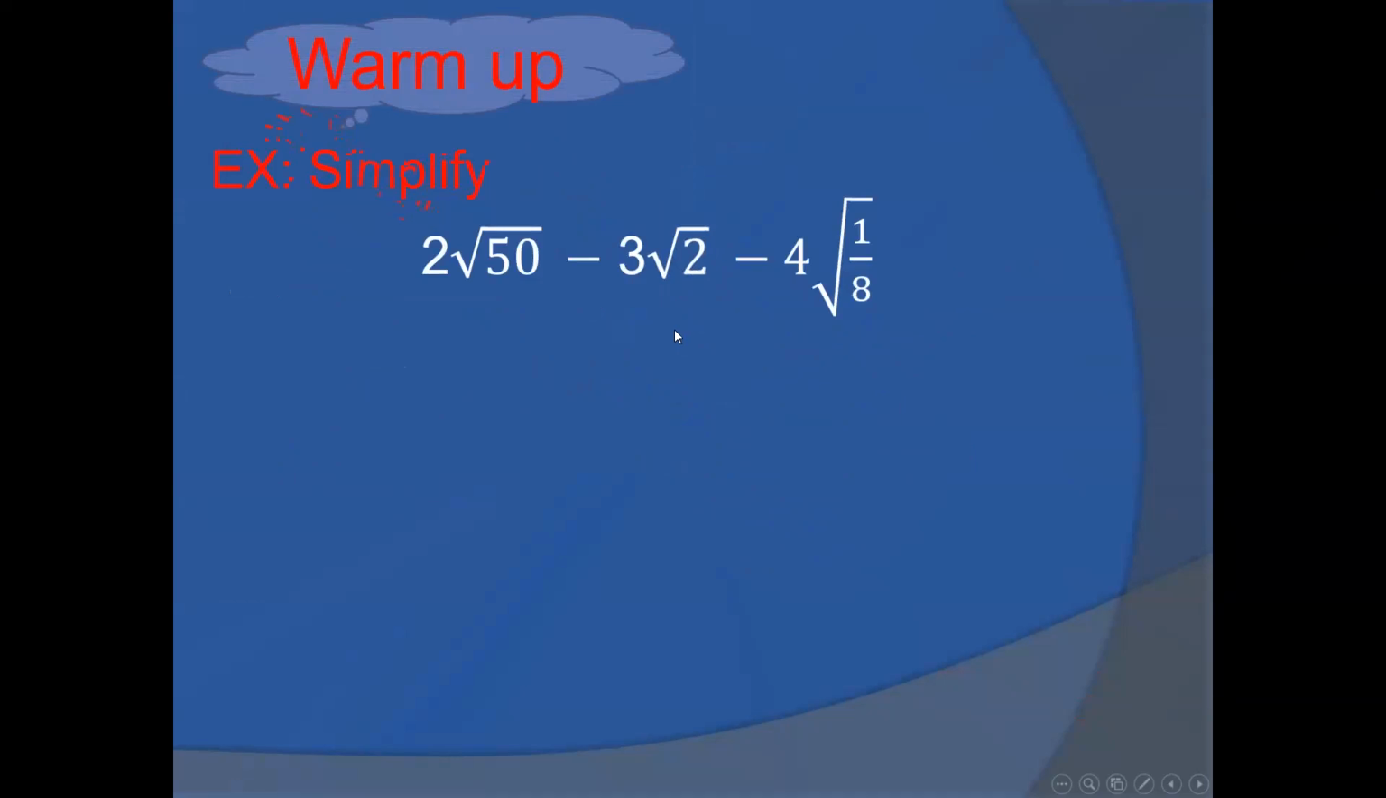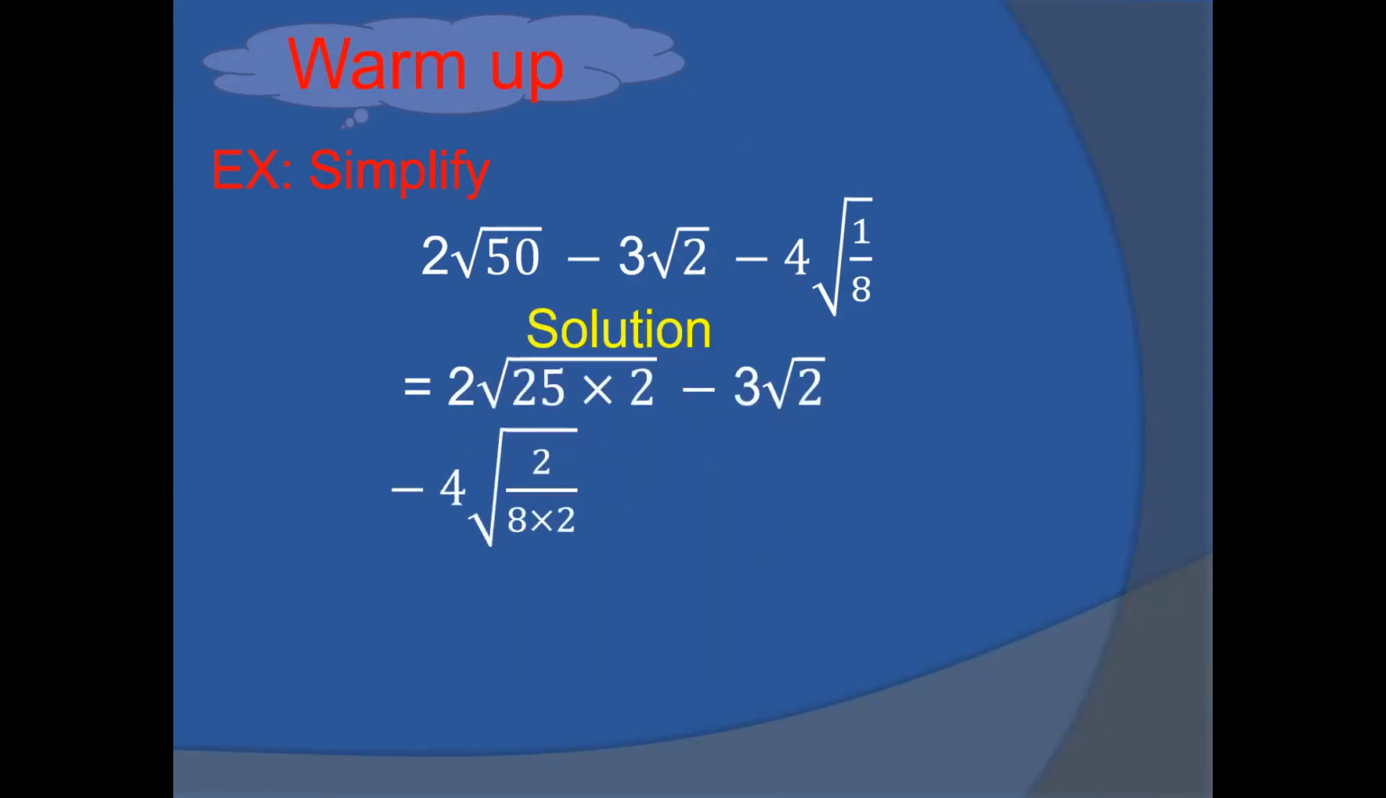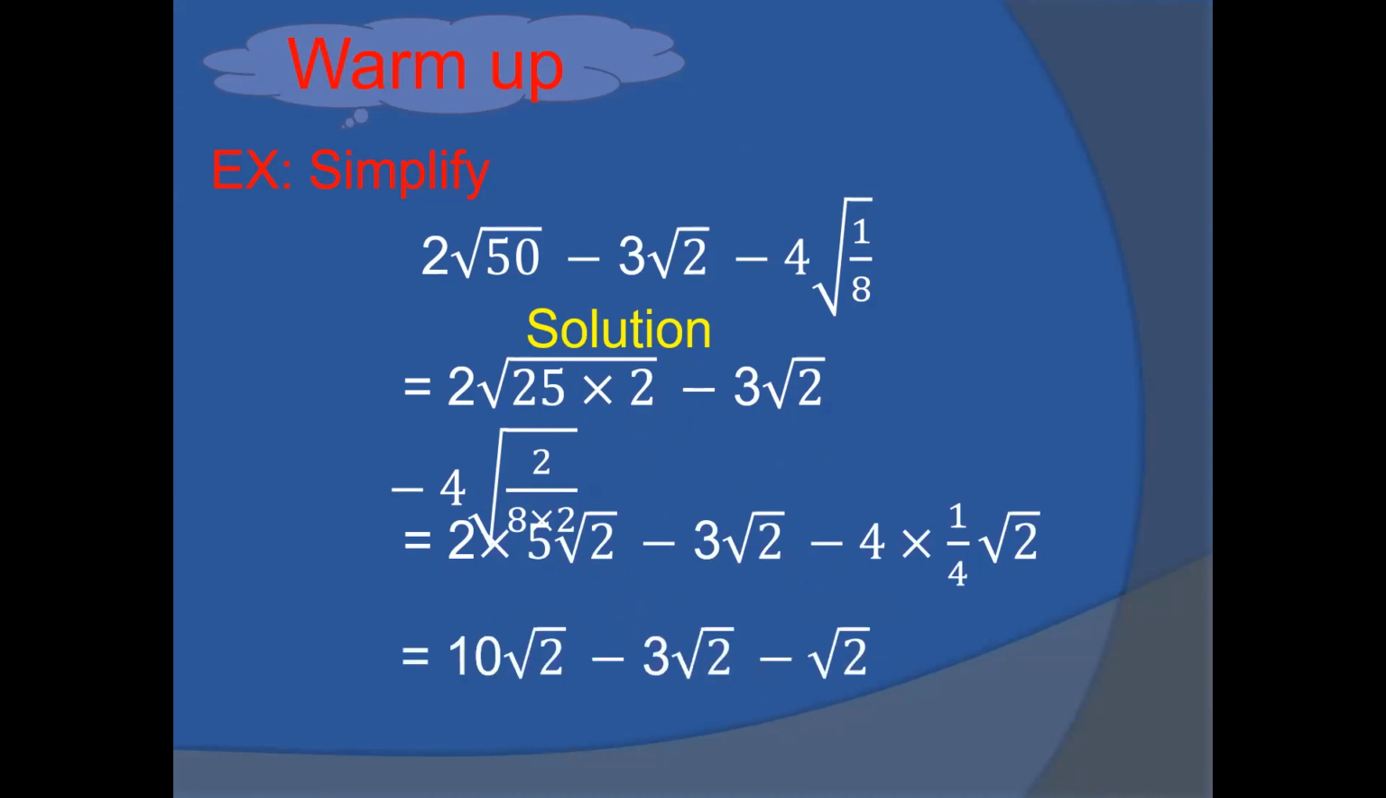Here is an example, if I want to simplify 2 root 50 minus 3 root 2 minus 4 root 1 over 8. How can I solve it? I'll expand root 50. It will be 25 times 2 minus 3 root 2 minus 4 root 1 over 8. I'll expand it as 2 over 8 times 2. The solution will be 10 root 2 minus 3 root 2 minus root 2.